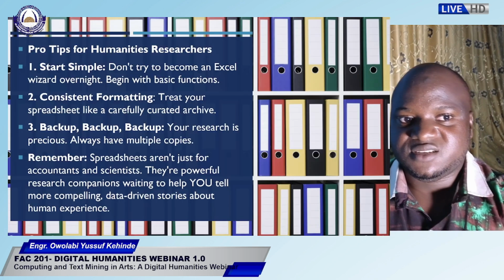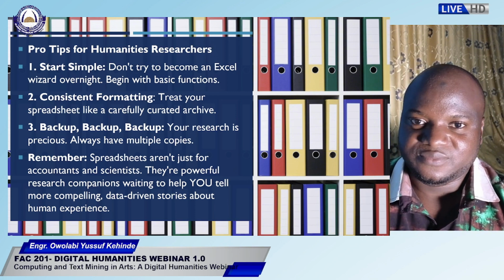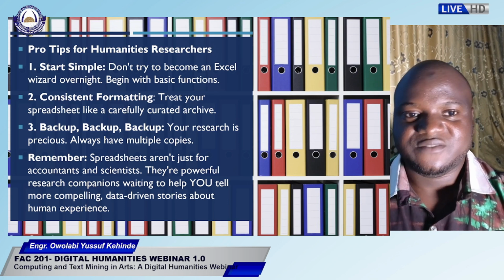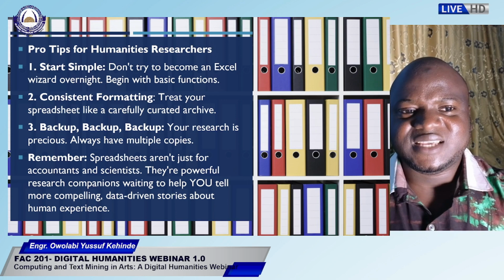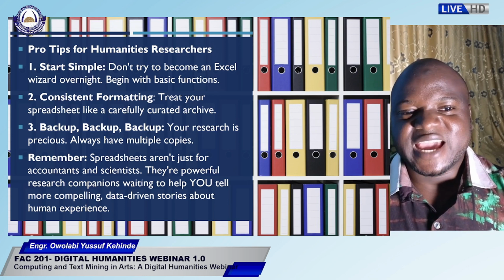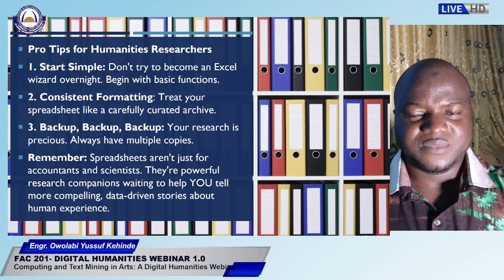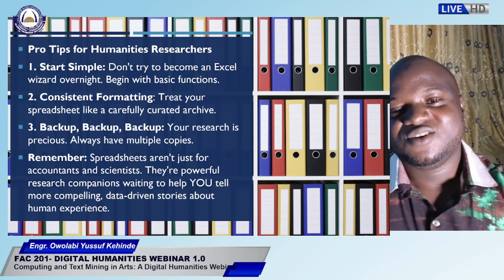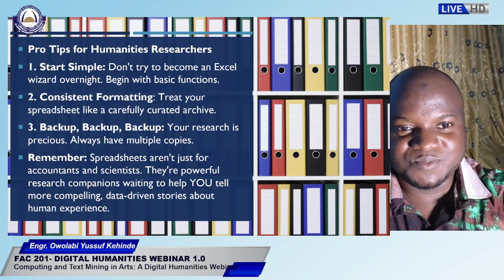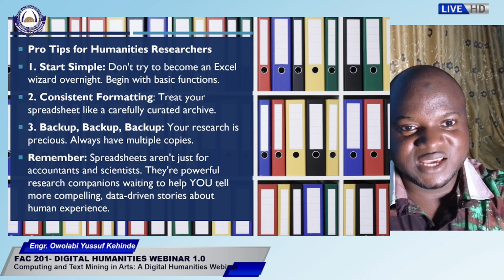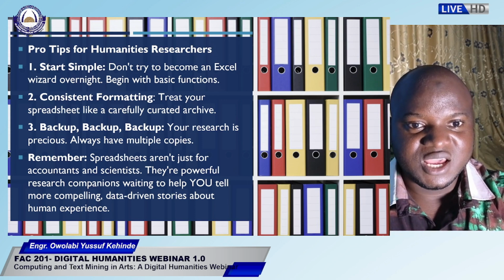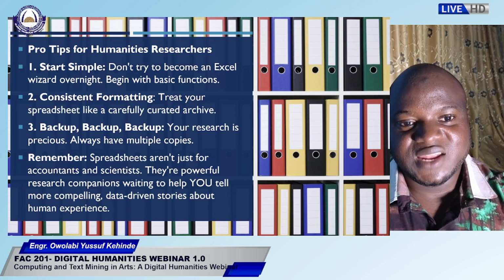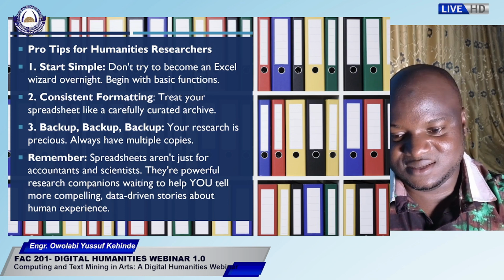Pro tips for humanities researchers. Number one, start simple. Don't try to become an Excel wizard overnight. Begin with basic functions. Number two, consistent formatting. Treat your spreadsheet like a carefully curated archive. And then number three, backup, backup, backup. Your research is precious. Always have multiple copies. Remember, spreadsheets aren't just for accountants and scientists. They are powerful research companions waiting to help you tell more compelling, data-driven stories about human existence.